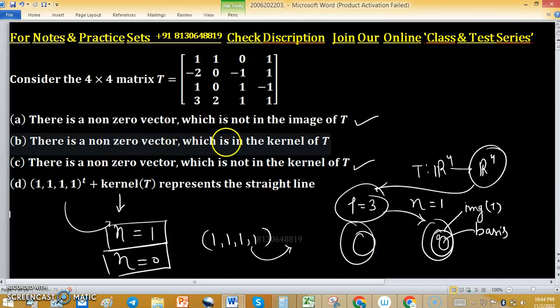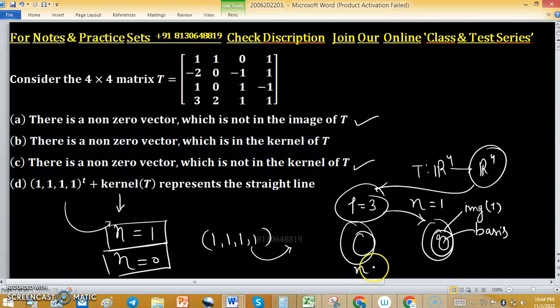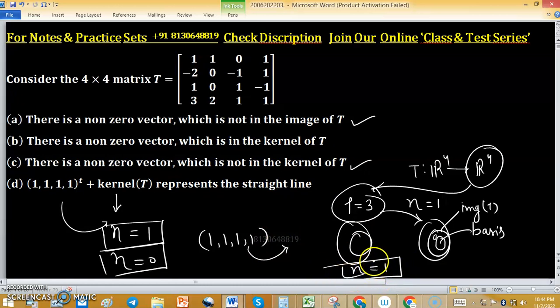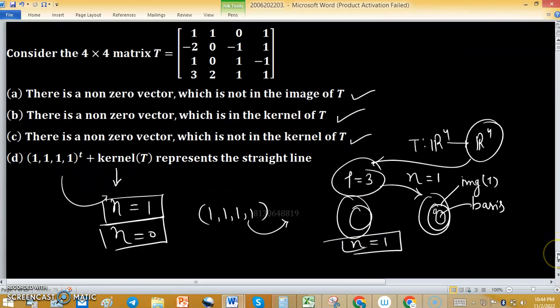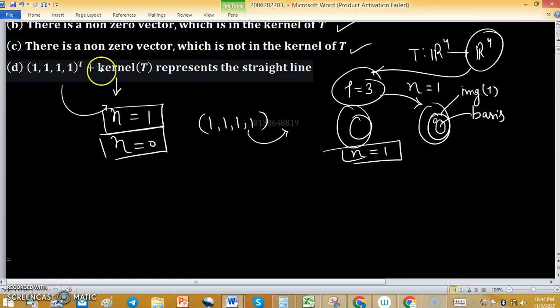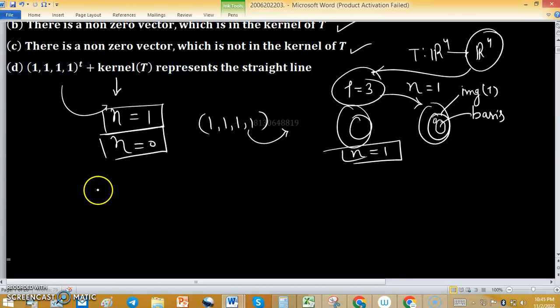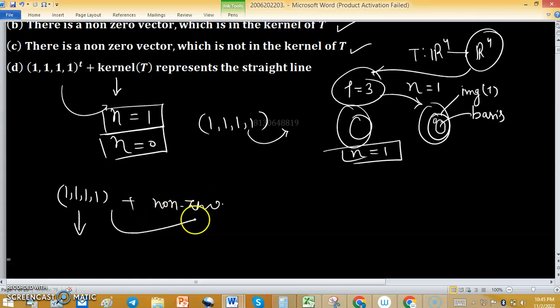There is a non-zero vector which is in the kernel of T. Because nullity is 1, it means that there is a non-zero vector in the kernel of T. This option is true. Now we try to find out whether option D is correct or not, because 1 1 1 1 is a single vector, and kernel T contains a non-zero vector. So the sum of these two vectors will again be a vector, and a vector represents a straight line. So option D is also correct. All 4 options are correct.